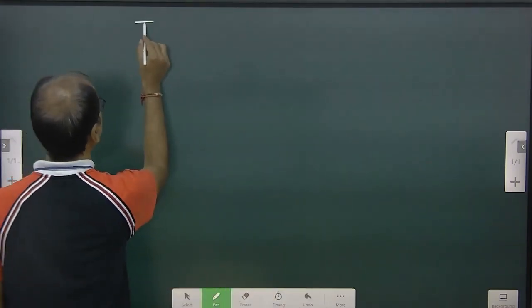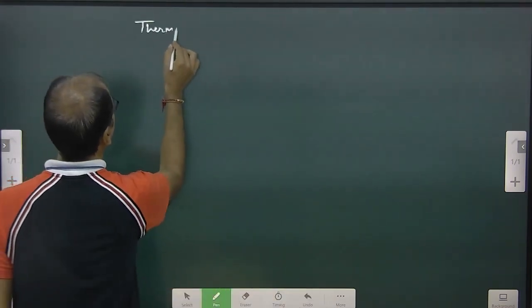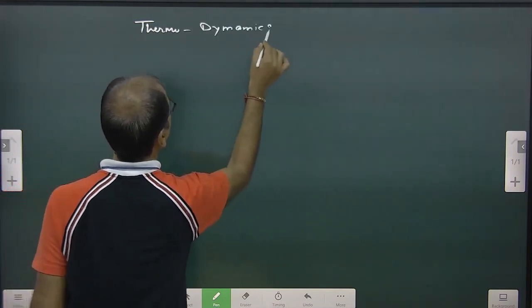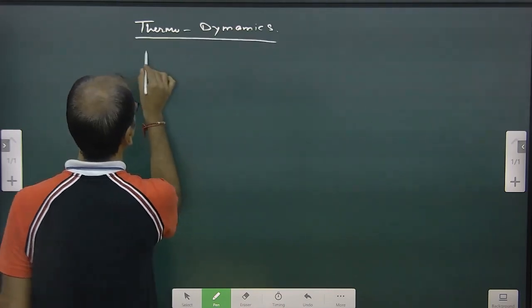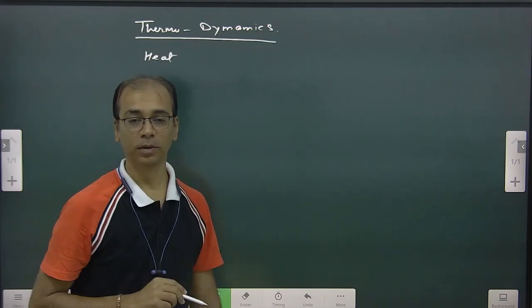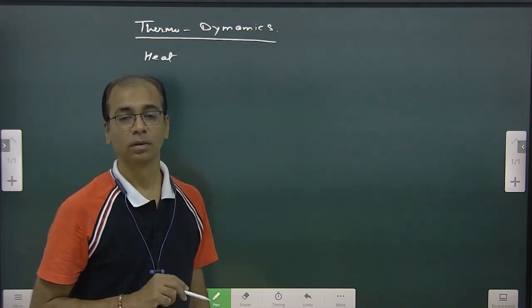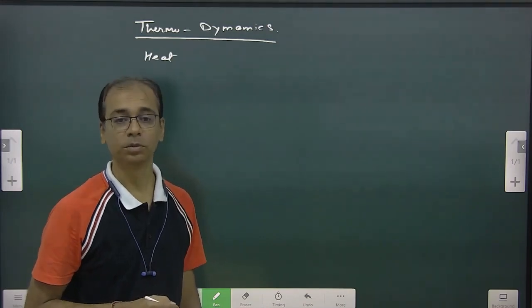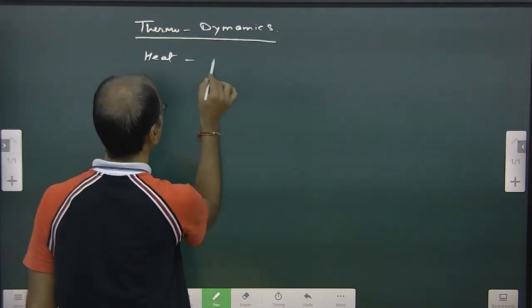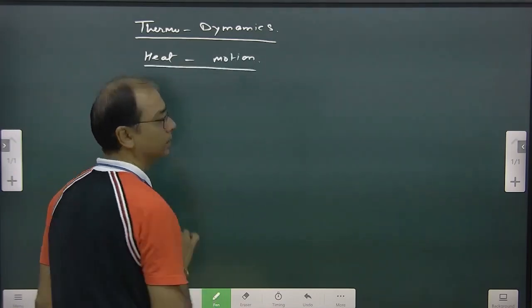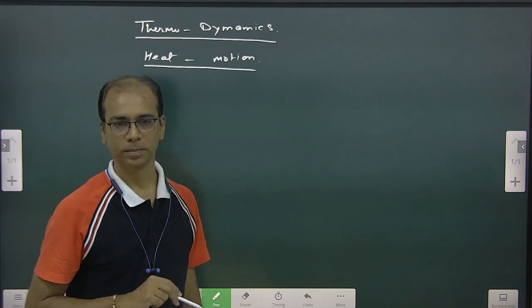Good morning, students. Today we are starting a new chapter: Thermodynamics. We can break this word into two. Thermo means heat, and dynamics. Dynamics we have studied in 11th standard, where laws of motion, right? Laws of motion is called dynamics. So that means heat and motion. That means motion provided by heat is thermodynamics.